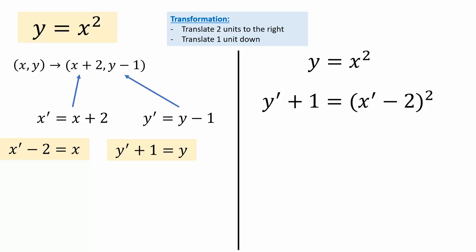Now what you have here is an equation. This is your new quadratic equation that does what you want. You said you want to move 2 to the right, down by 1. This is the new equation.